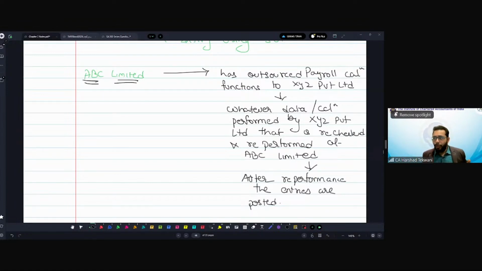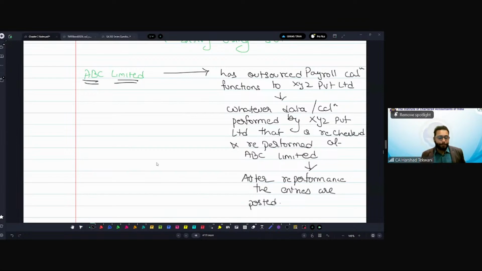Someone else would like to add to the answer? No? Okay. Now, in this scenario, I may choose not to apply SA 402. So, I would say SA 402 will not be applicable.